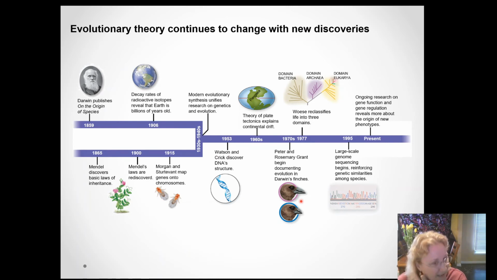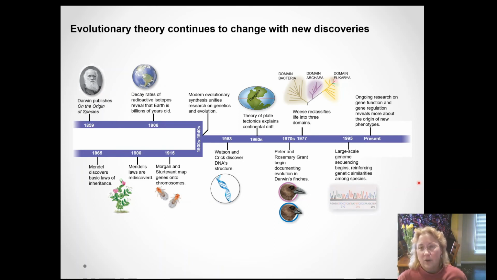New data has continued to be added to the theory of evolution. So when Darwin first described it, we didn't know about DNA. The whole field of genetics didn't even exist at that time. And since then, besides genetics and a lot more information about heredity, we now know DNA is the hereditary molecule.